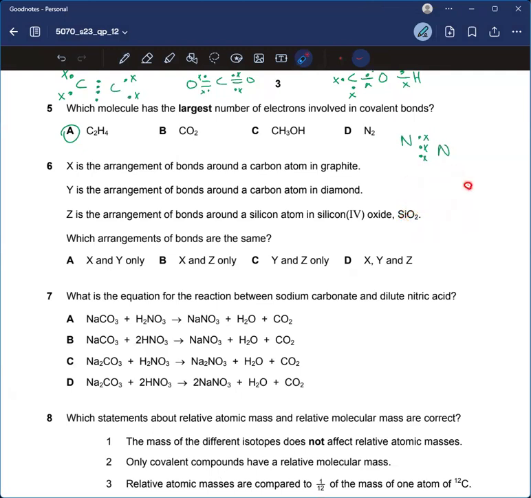And diamond is like this. It's kind of a tetrahedral structure, and we could say silicon dioxide has a similar structure. So that means they were asking us which arrangements of bonds are the same. So Y and Z have the same bonds.